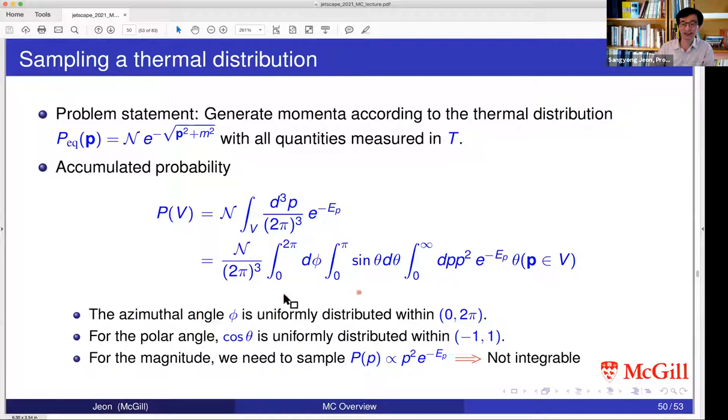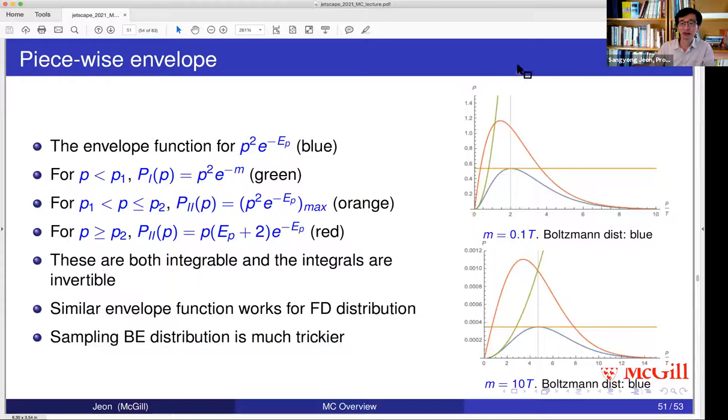You also have p square, and you have this sort of exponential fall off at large p. The envelope function is again very similar: p square times exponential here, and then you cut it with the maximum height. So your envelope function is like that. Okay, and you're only wasting this part here.